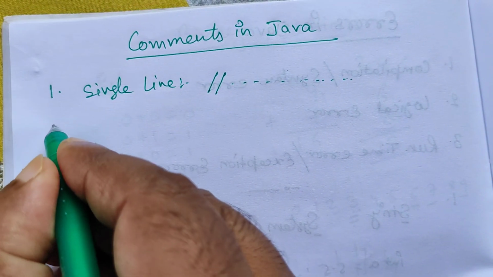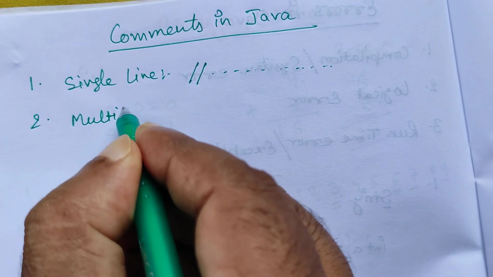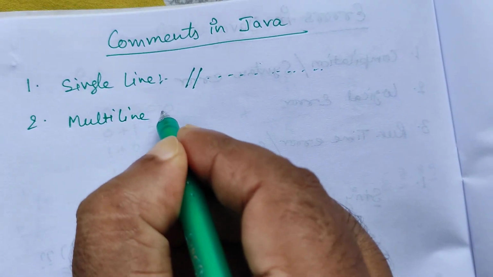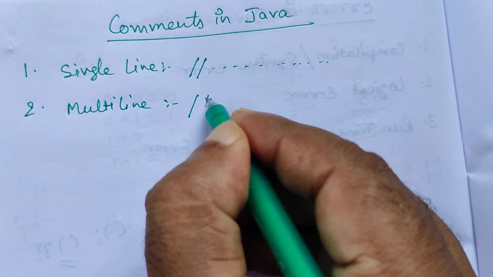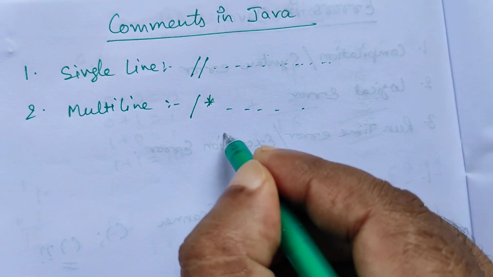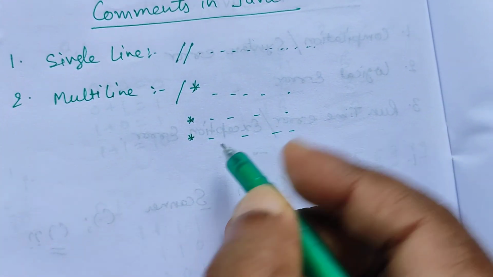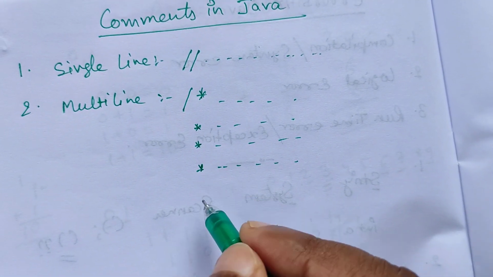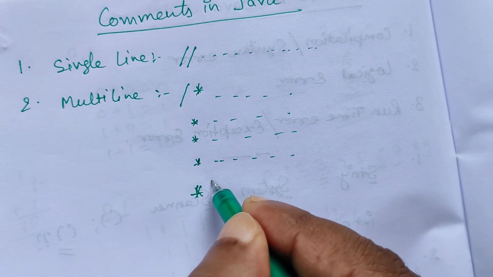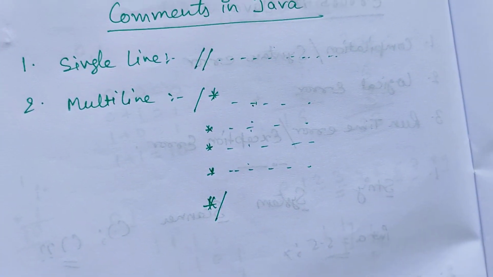But if you want to write your comments in multiple lines, then you have multi-line comments also. This is slash star, then you write the first line, then second line, third line. Suppose you have different lines, it will show some stars automatically, no need to write. And lastly you have to give star slash. These things are called multi-line comments.